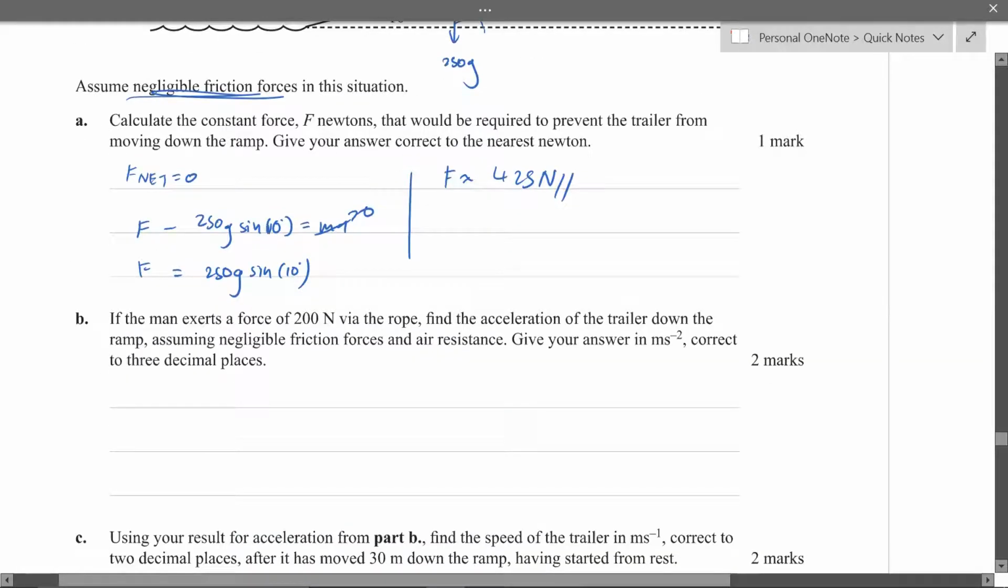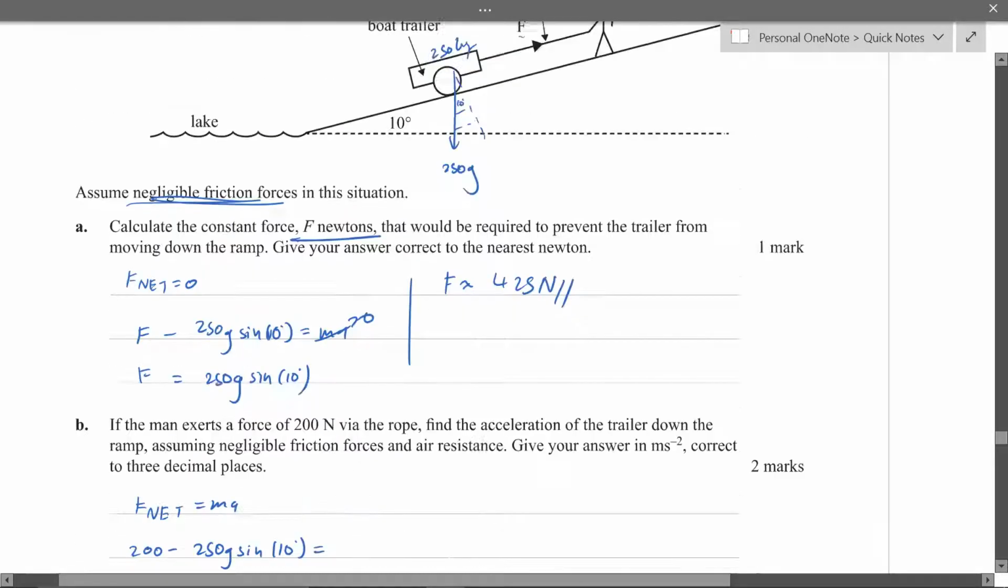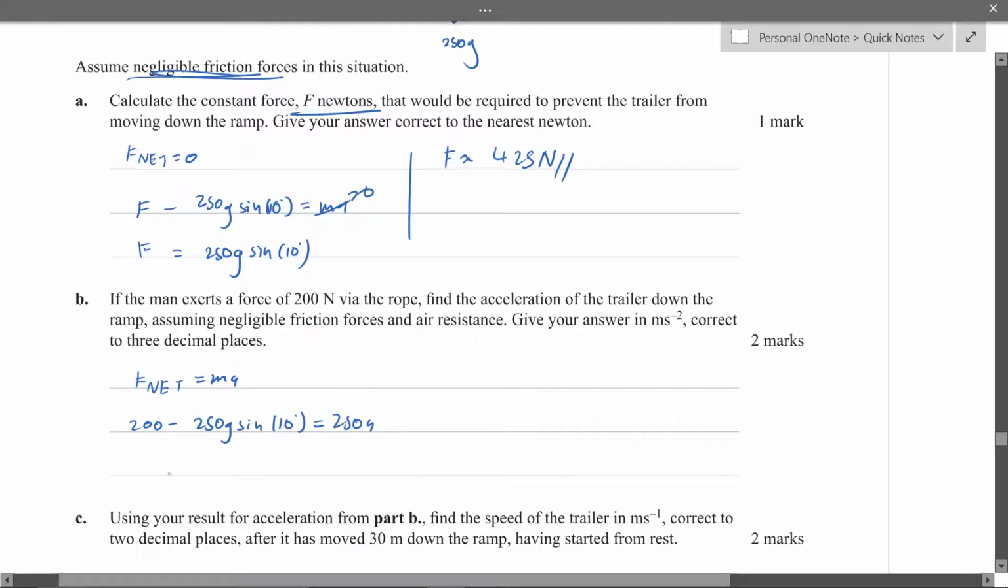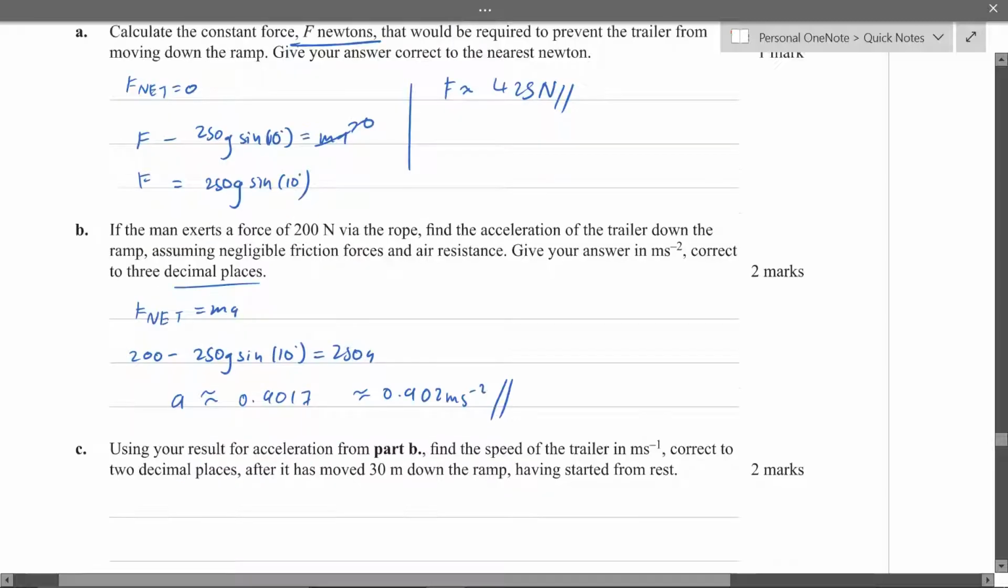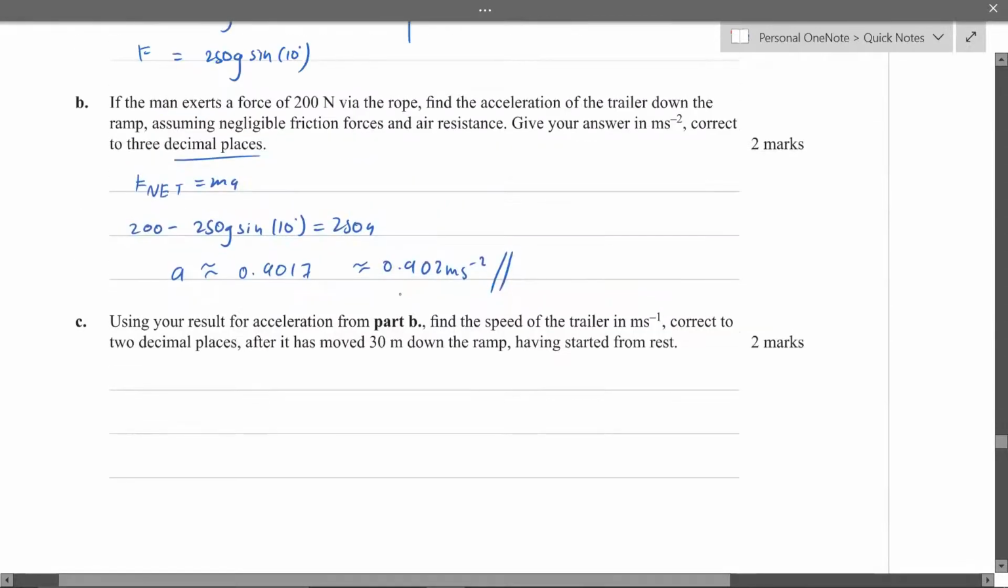If the man exerts a force of 200 newtons on the rope, find the acceleration of the trailer. This time they give you what F is, and we can just do F net again. So 200 minus 250 g sine 10 equals ma. Well, m is actually 250, so 250a. You can just put this into your CAS and solve for a. It's 0.9017, but it's asking for 3 decimal places, so we round it to 0.902.